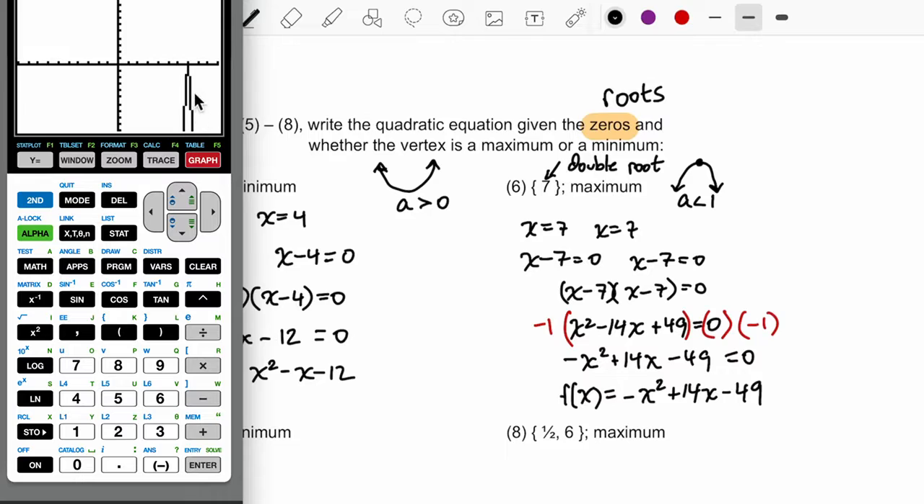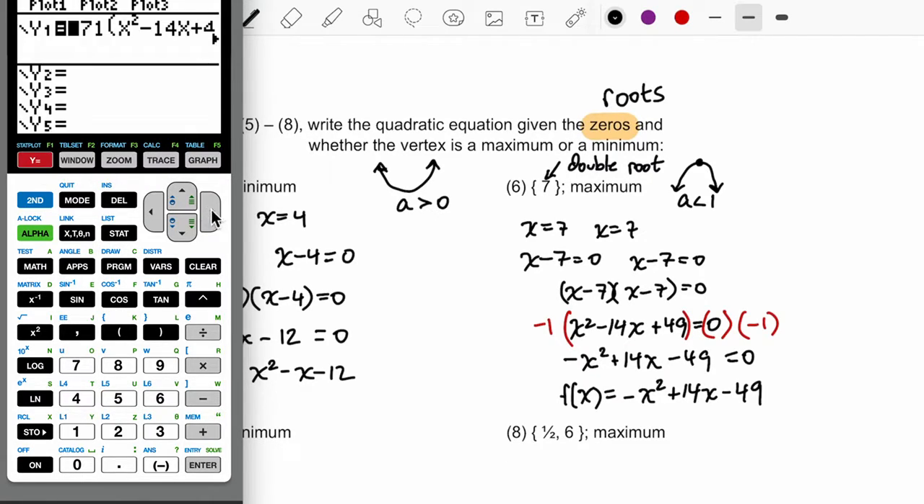Very skinny. Doesn't look very parabolic, but that's because this archaic device uses square pixels that are actually fairly large. So things that are curved will come out if you zoom in enough. They'll always look linear. All right, it's a drawback to the calculator. All right, but that's the idea.